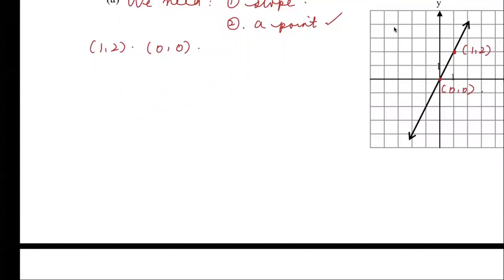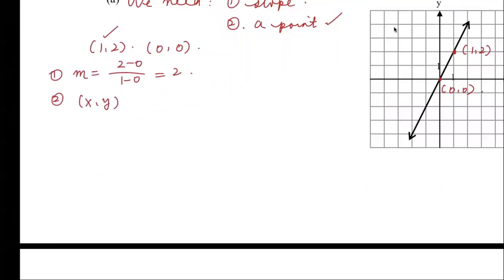So now we have these 2 points, right? And we can find the slope, which is equal to 2 minus 0 over 1 minus 0, which is 2. So slope is equal to 2. So that's step 1, find the slope. Step 2, what's step 2?